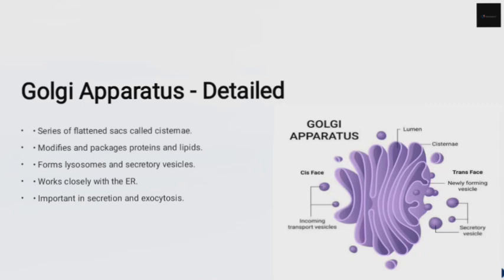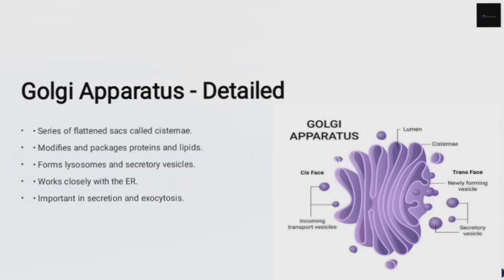Vesicles are like wrapping some things. First of all, I told us that it modifies and packages proteins and lipids, right? So how does it package proteins and lipids? When it brings them in, it wraps them up inside vesicles and now sends them out. So that's why it is called secretory vesicles.